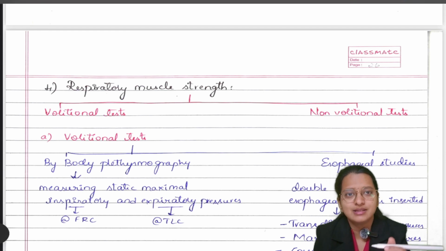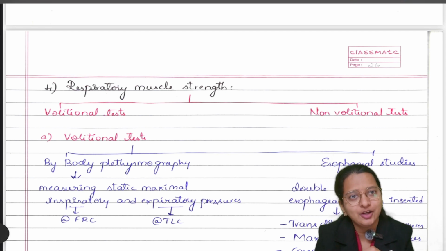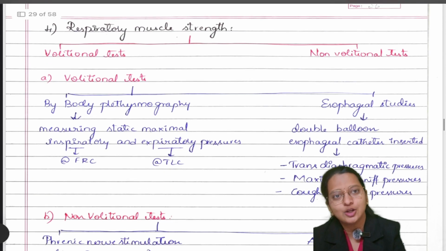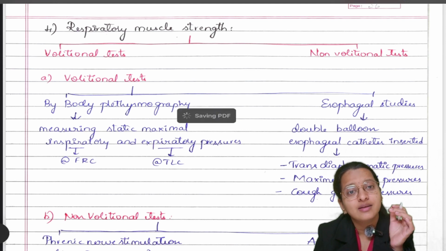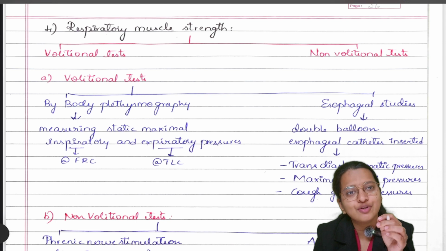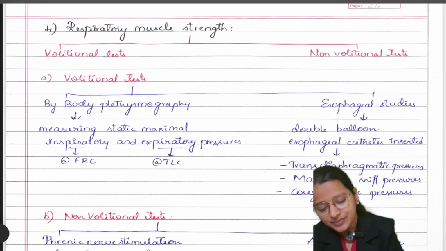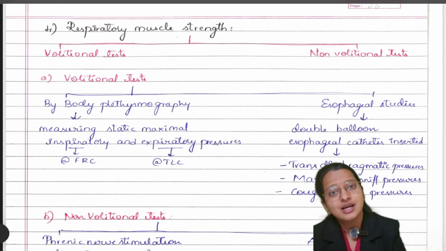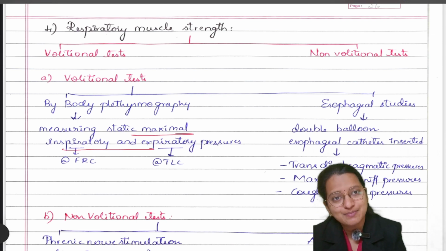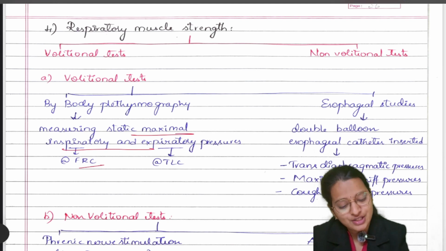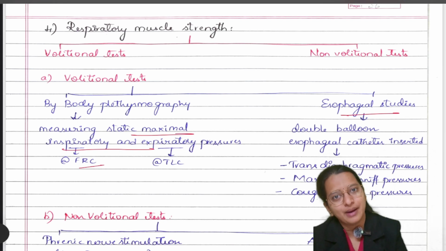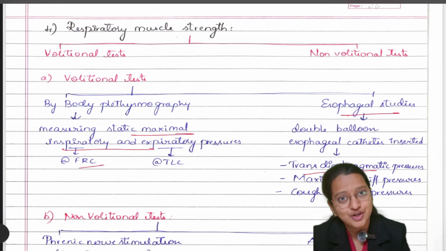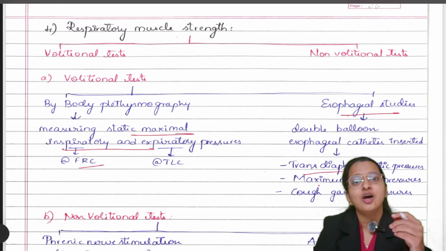Coming to respiratory muscle strength, we have two types, volitional and non-volitional tests. Volitional tests include body plethysmography and esophageal studies, which includes inserting an esophageal catheter into the esophagus. Firstly, body plethysmography measures maximal inspiratory and expiratory pressures at FRC and TLC respectively. Coming to esophageal studies, in this we'll insert a double balloon esophageal catheter and measure transdiaphragmatic pressures, maximum sniff pressures and cough gastric pressures. So, these are volitional.